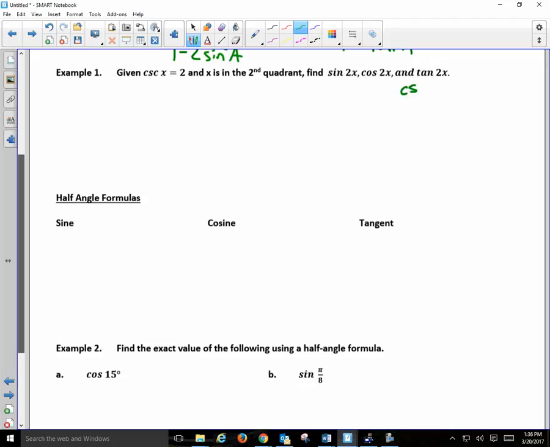So I have cosecant of x is equal to 2, and it wants to know not sine of x, but sine of 2x. And it wants to know cosine of 2x and tangent of 2x. Well, I'm going to just start by writing down the formula. Sine of 2x is equal to 2 times the sine of x times the cosine of x.